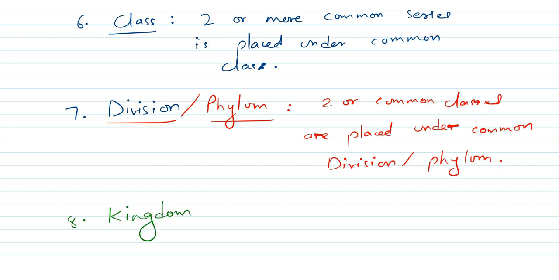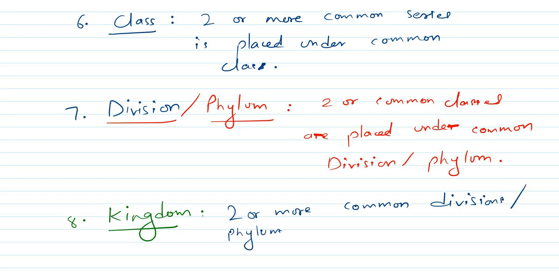So dear students, kingdom is the highest category because it has the largest number of organisms compared to all the categories. So how we will define kingdom? Kingdom will be two or more common divisions or phylums which are placed under kingdom. So this was basically the way in which the categories are being arranged.